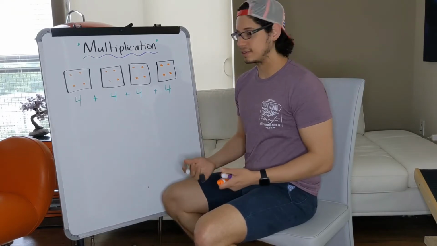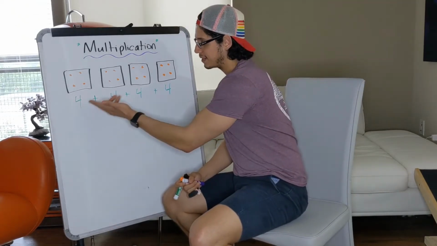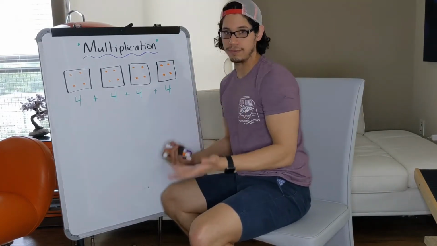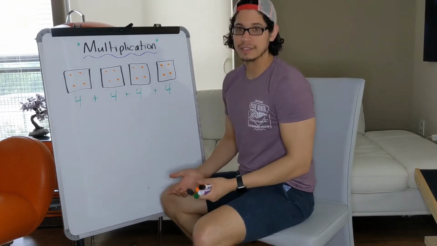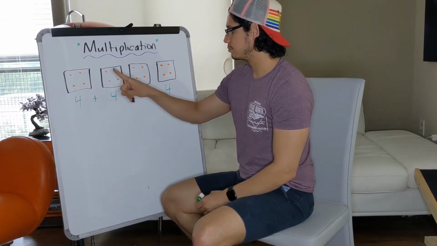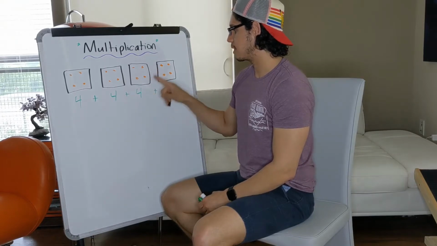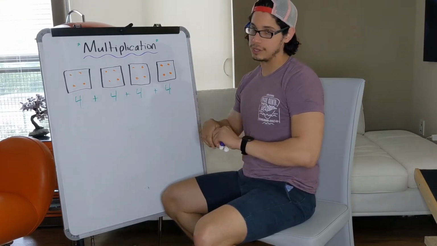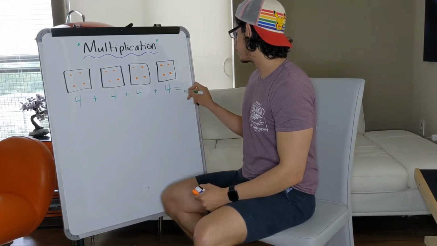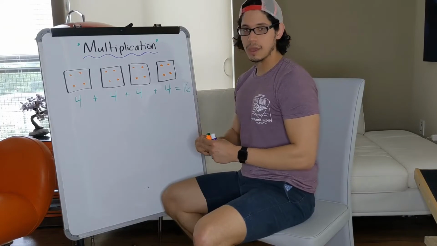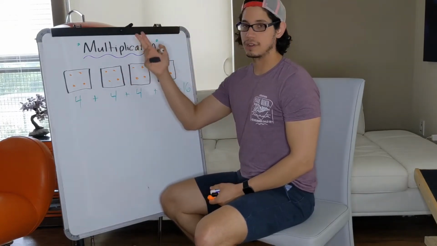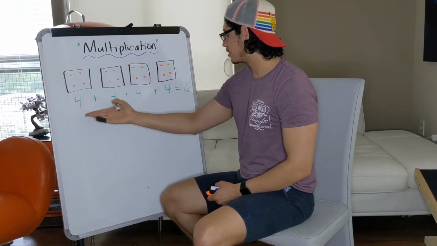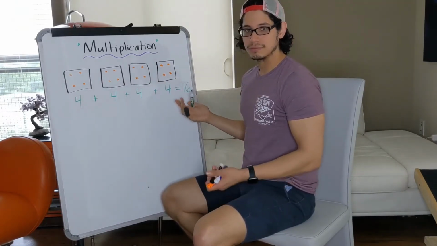Why is it called repeated addition? Well, because I'm adding 4 over and over and over again, like I'm repeating the addition of 4. So we call that skip counting. 4, 8, 12, 16. So 4 plus 4 plus 4 plus 4 equals 16. I have found how many students in all, not by counting each one of the students, but by repeated addition.